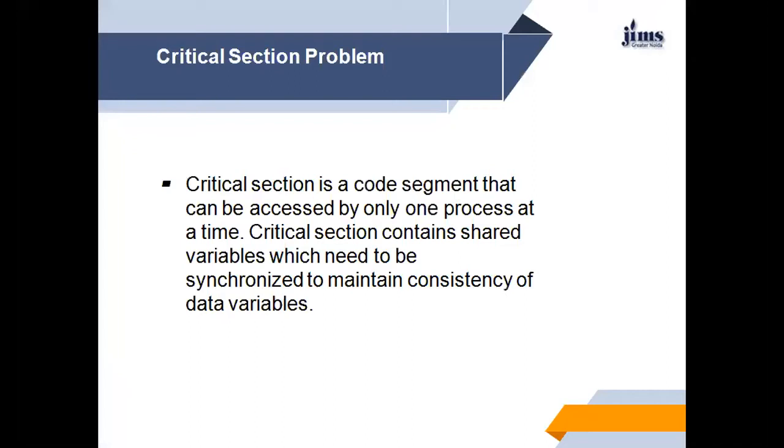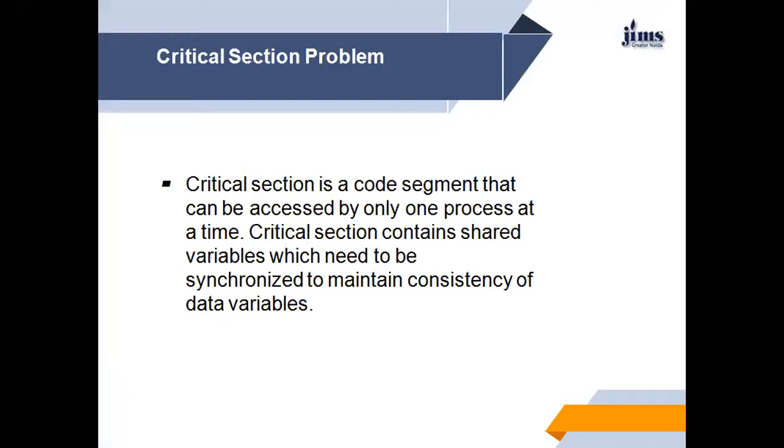Consider a system consisting of n processes P0, P1, P2, up to Pn minus 1. Each process has a segment of code called a critical section, in which the process may be changing common variables, updating a table, writing a file, and so on. The important feature of the system is that when one process is executing in its critical section, no other process is to be allowed to execute in its critical section. Thus, the execution of critical sections by processes is mutually exclusive in time.